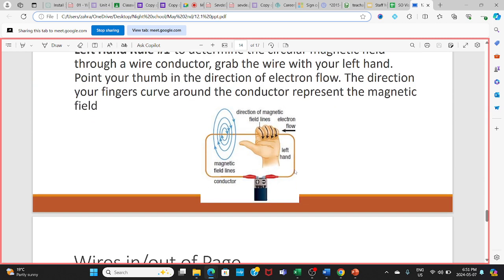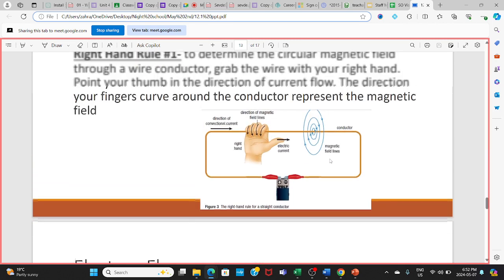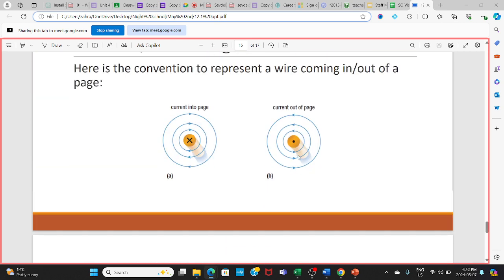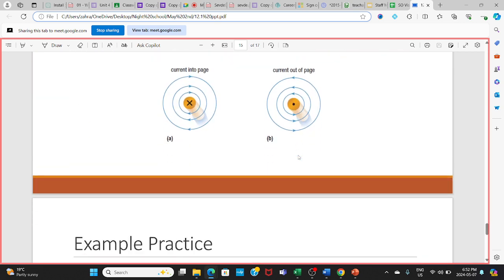Again, if you're saying the electron is flowing, you have to use your left hand, but I'm not going to give you a question with the left hand. Just assume you are working with positive charges, which is the conventional current.